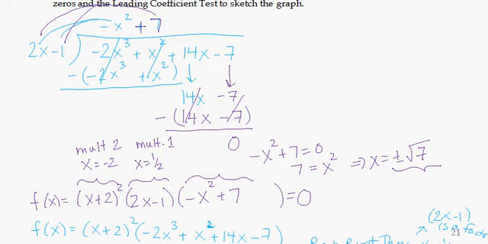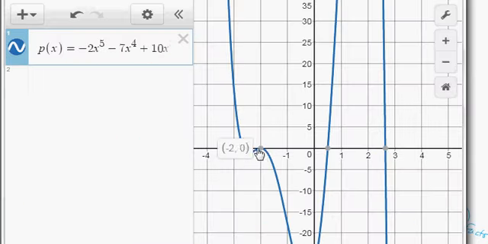And so if we look at the graph, right, we can see this was our negative square root of 7. This one's our positive square root of 7. So here we have our 1, 2, 3, 4 roots. This one with multiplicity 2.